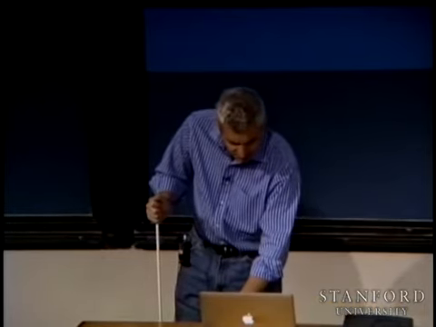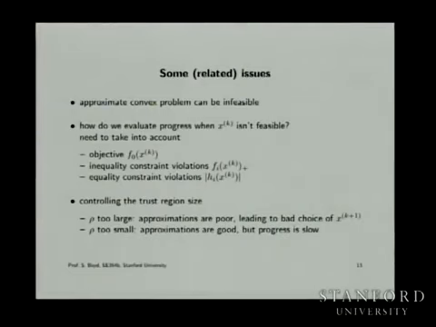Now the other issue is the following. Even if this problem is feasible and you step, how do you know you're making progress for the main problem? To evaluate progress, you're going to have to take into account a bunch of things. First of all, the objective. That's the true objective, not the approximate objective. So obviously, you want this to go down.